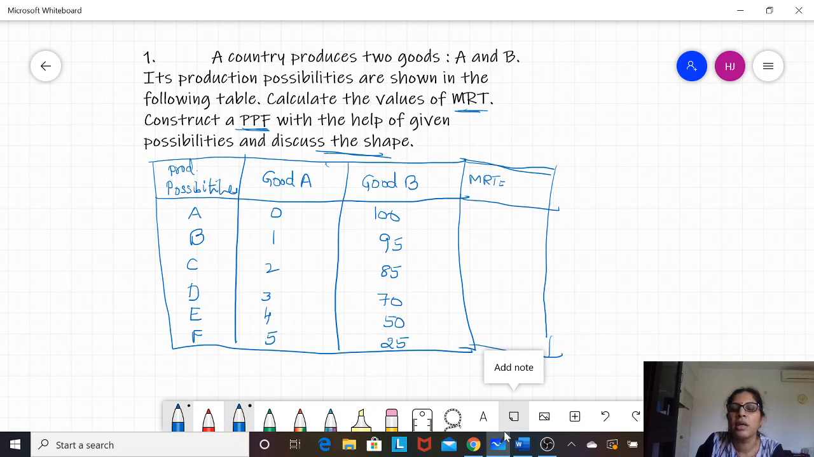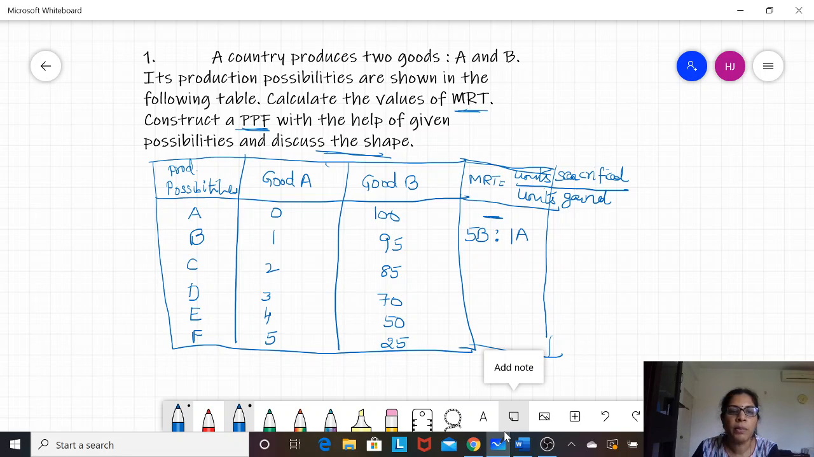What is MRT? MRT is units sacrificed by units gained. Right? Units sacrificed by units gained. Now you will see here in production possibility A, first one will be blank because we don't know what the previous one is. So from second onwards, what are the units sacrificed here from 100 to 95? So 5 units of B are sacrificed for how many units gained? 0 to 1. So 1 unit of A is gained.